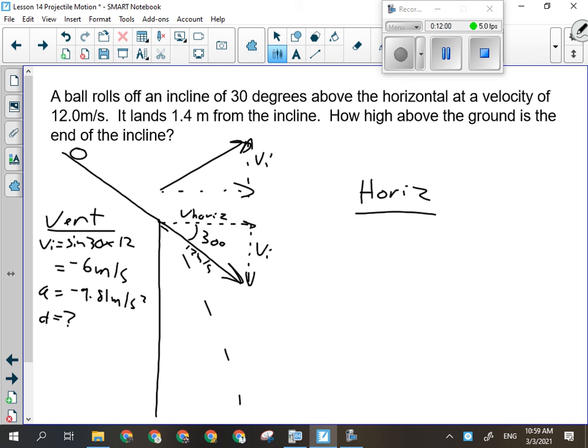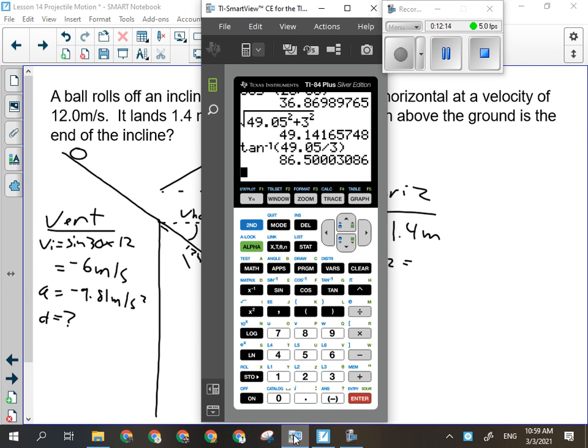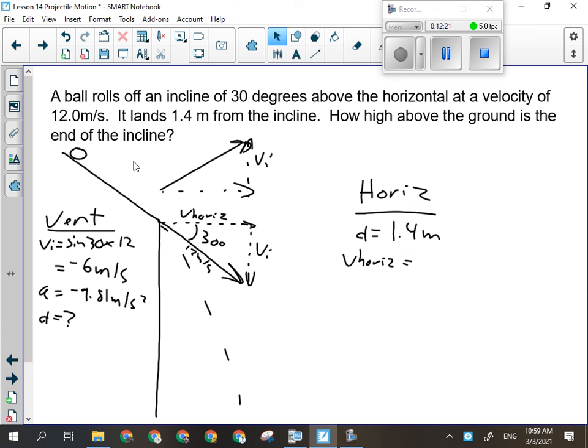And then horizontally speaking, I know that it's going to land 1.4 meters from the base of the incline, so that's my horizontal distance traveled. And I can also find my V horizontal because I've got that triangle. So I'm going to have the cos of 30 times 12, so that'll be 10.4.